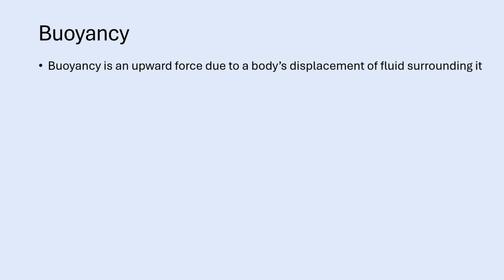Buoyancy is an upward force due to a body's displacement of fluid surrounding it. Buoyancy can be seen when liquid is displaced, like when a cork rises upwards in a fish tank, and also when water vapor rises in the air, which is why clouds are in the sky. Water vapor is less dense than air. Drawing a free body diagram and writing Newton's second law describes how the buoyant force opposes gravity.